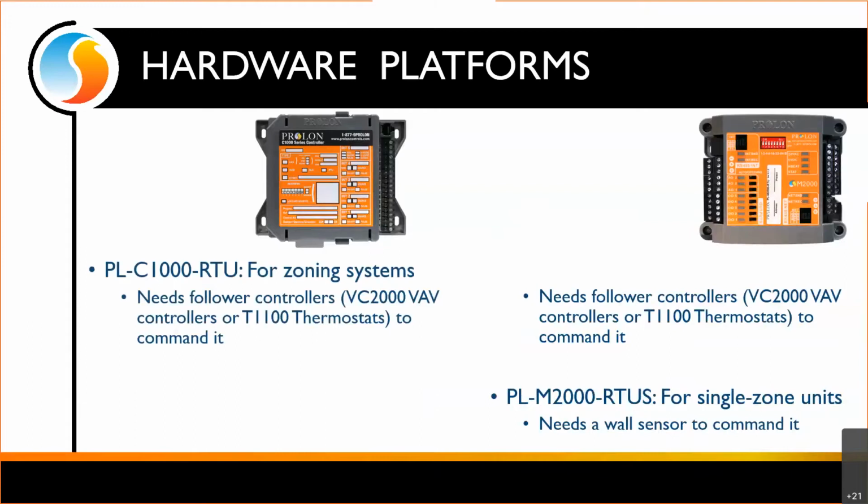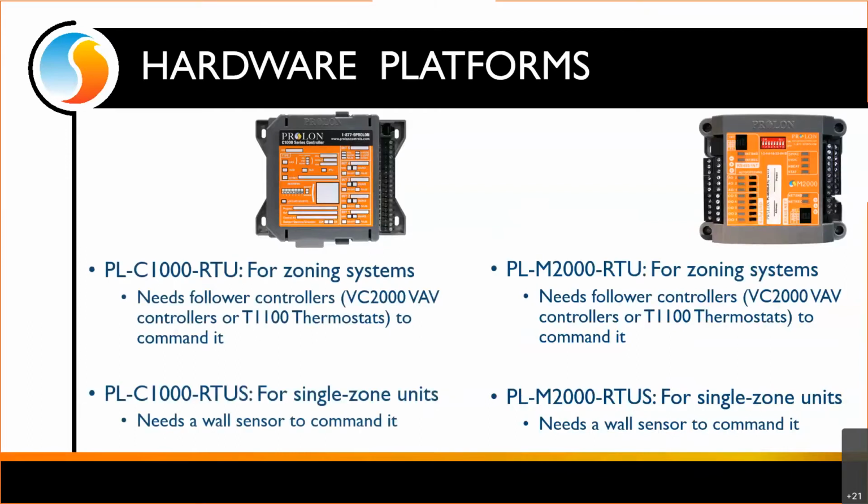Now, in terms of the part numbers, we actually have 4 rooftop controller part numbers. So we have what we call the RTU and the RTU-S devices. As you can see on the 2 top lines, we have the C1000 RTU and the M2000 RTU. As we see in the PowerPoint slide, both of these are for zoning systems. So what that means is that these controllers need follower controllers on their subnet bus to command them either in heating mode or in cooling mode.